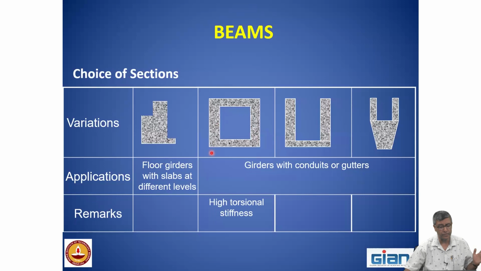I will show photographs of that, or a provision for gutters for the roof. See the one in the middle with this box type of section, this is exactly what is used in box girders. The box girders in bridges are a much larger version of this.